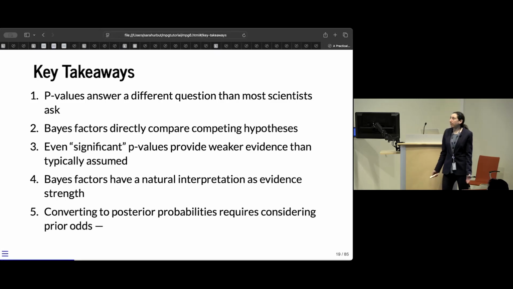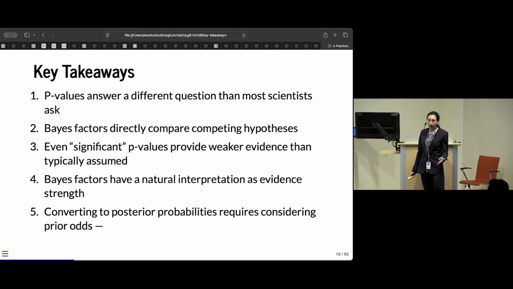And so these are the important takeaways from this, right? P-values are answering very different questions than the ones we're mostly thinking about, and that we maybe de novo think they should be answering. A Bayes factor allows us to compare these competing hypotheses in the likelihood space, which is still in the Bayesian space. And even these significant p-values provide weaker evidence than typically assumed.